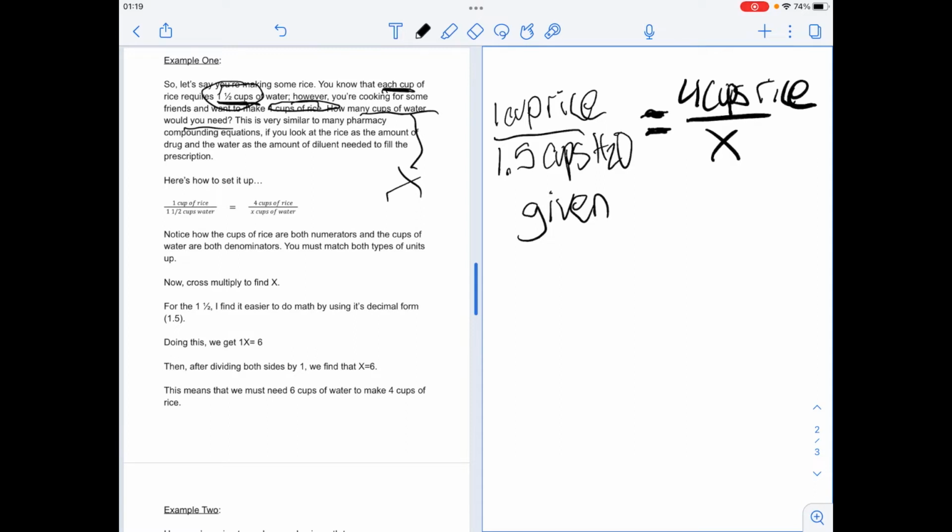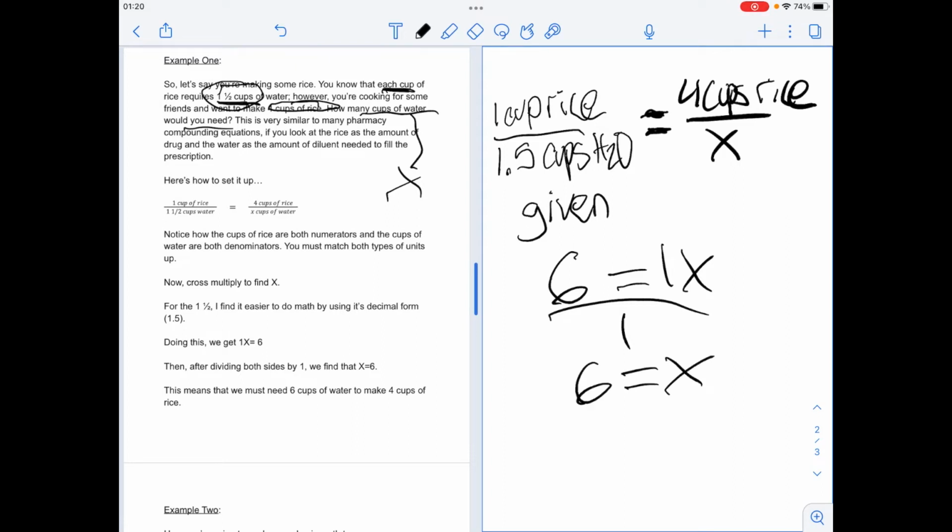And now we cross multiply. So 4 times 1.5 equals 6. Now numerator times denominator is 6 equals, and then we're going to multiply x to 1. So 1x. Now we want to isolate x. So we're going to divide both sides by what's attached to the x, which is the 1. And so we get 6 equals x. So that means that 6 cups of water are needed to make 4 cups of rice.